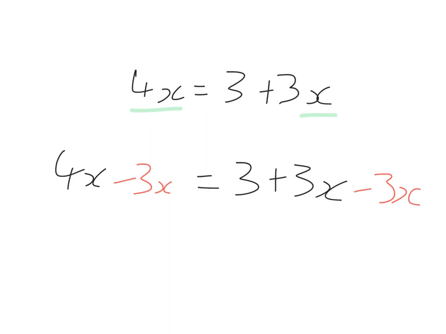Now we can start simplifying this equation. So on the right hand side, 3x, take away 3x will cancel, which is what we had planned for, and we'll just be left with 3. On the left hand side, 4x, take away 3x will just give us x. So this gives us our answer, x is equal to 3.